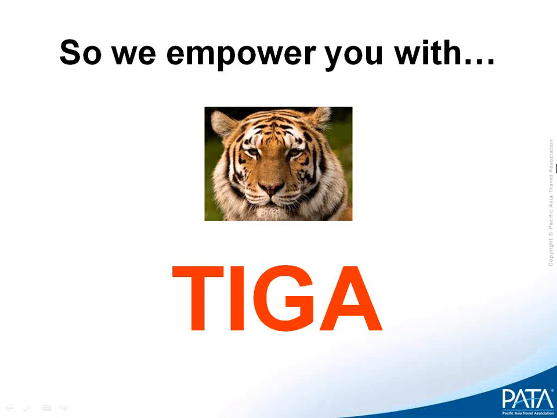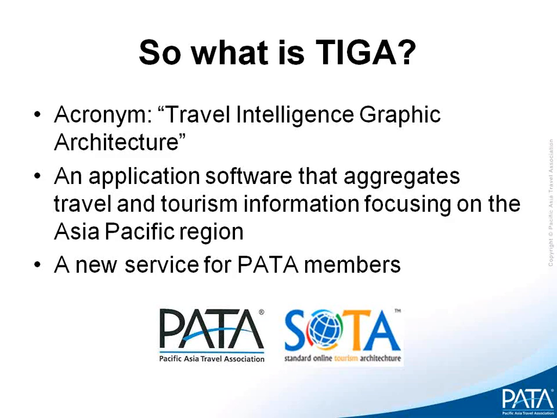So let's understand what Tiger is all about. What is Tiger? It's basically a travel intelligence graphic architecture, an application software that aggregates all the travel and tourism information, focusing primarily on the Asia Pacific region. It's a new service for PARA members, and we've been trying to add value to the membership. So we're providing this kind of benefit, allowing members to go online and pick up whatever they want. This is jointly developed with SOTA.